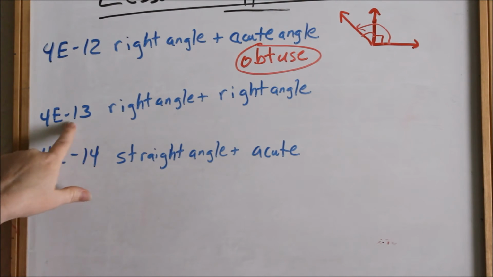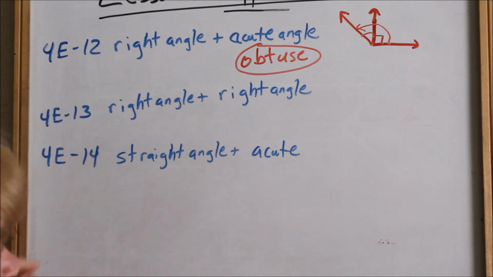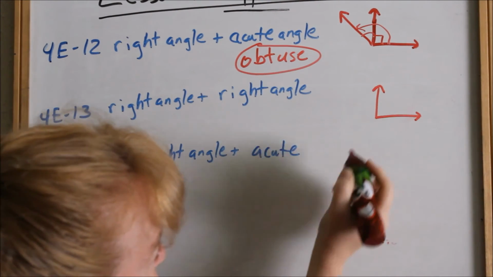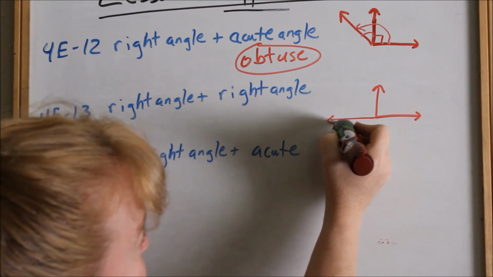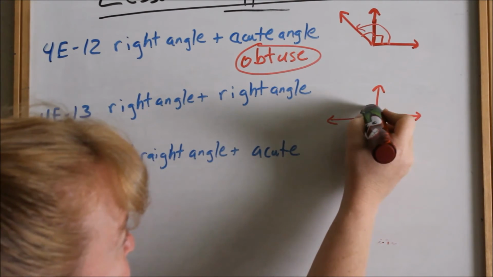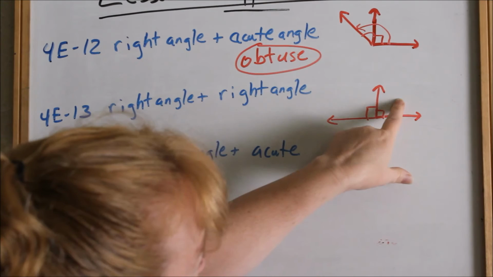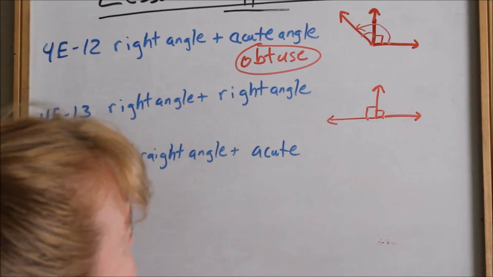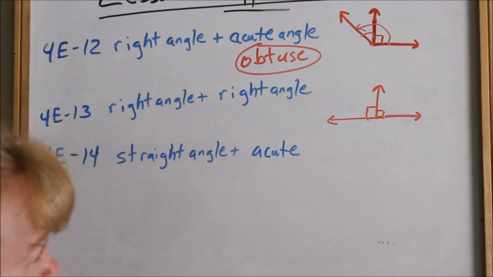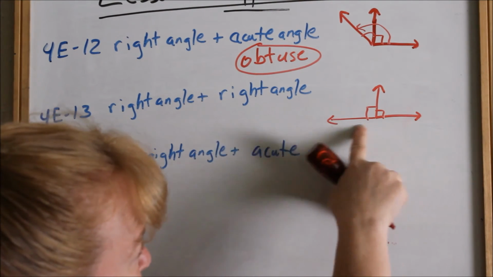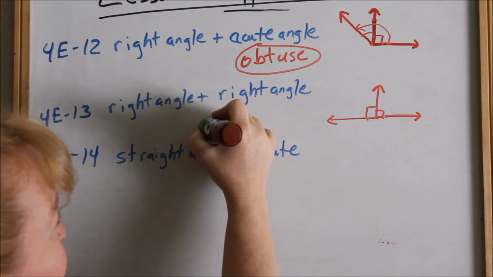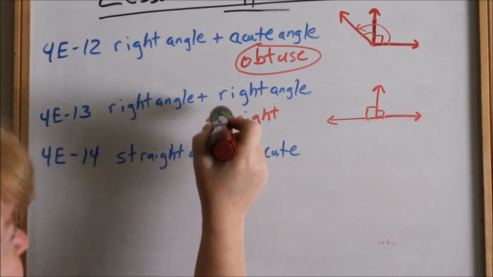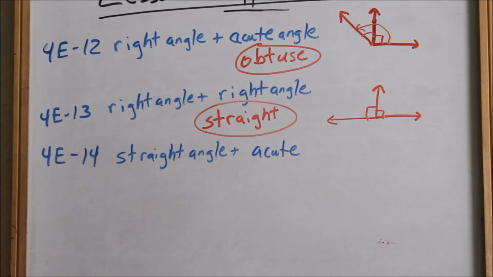So now 4E number 13, a right angle plus a right angle. Okay, here is a right angle. Now let's add another right angle. There's a right angle and there's a right angle. If we have a right angle plus a right angle, that is 90 degrees plus another 90 degrees, which is 180 degrees. What kind of angle is 180 degrees, or what have we formed? We have formed a straight line or a straight angle. So taking two right angles and adding them together, we form a straight angle.